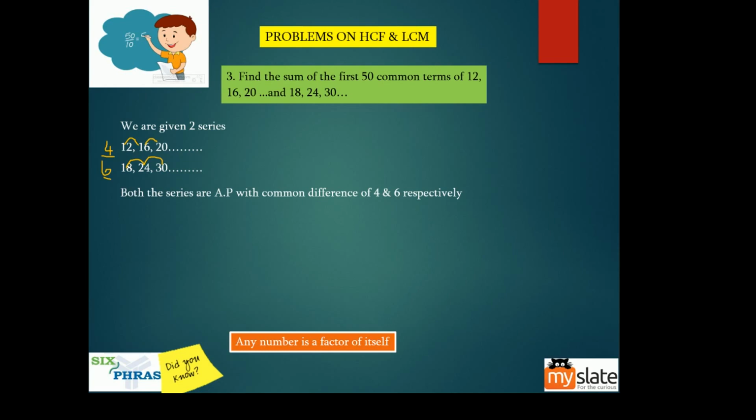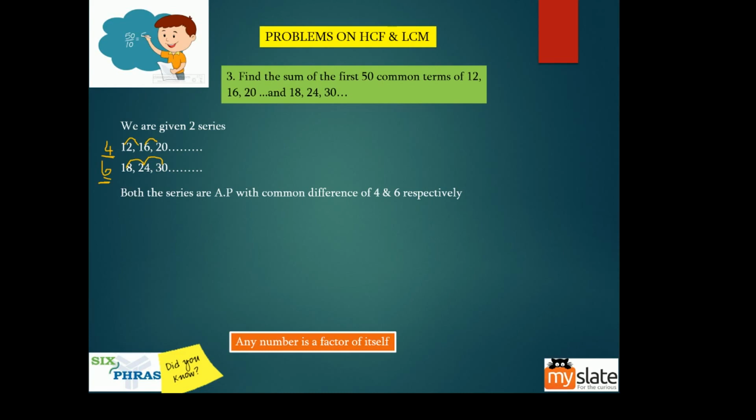So let us take an example. What could be the first common term in this? If you have a look, here the difference is 4. Here the difference is 6. Common term is the term where this 4 and 6 meet, correct? Or in other words, it is the LCM of 4 and 6. Where do 4 and 6 meet?